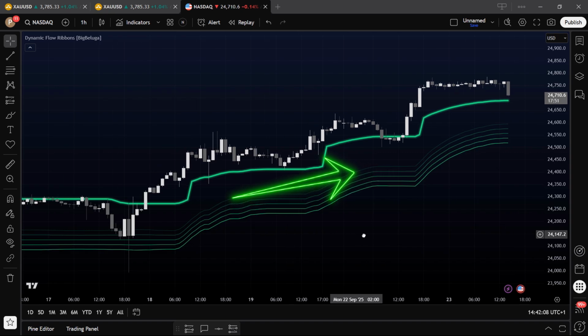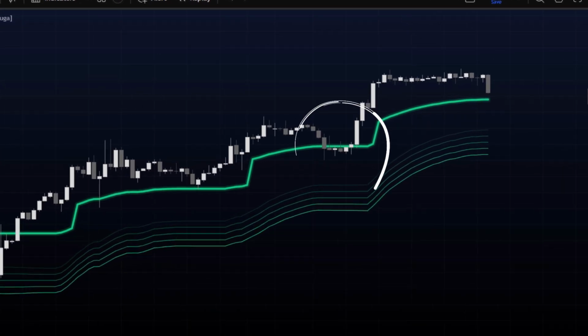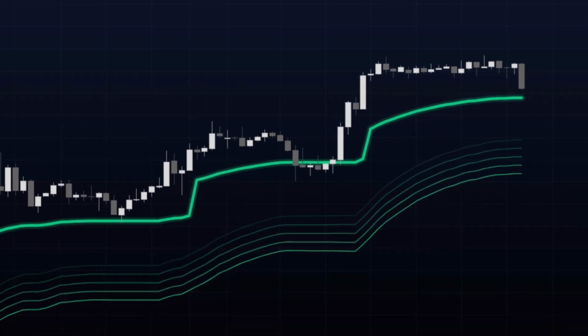Green is an uptrend. Red is a downtrend. The professional entry is the pullback. This is the foundation, but never trade with this alone.